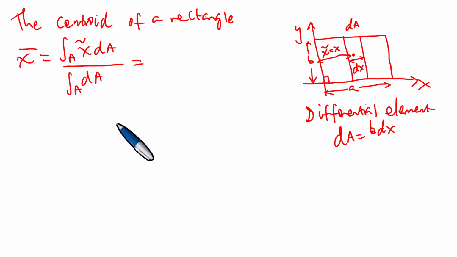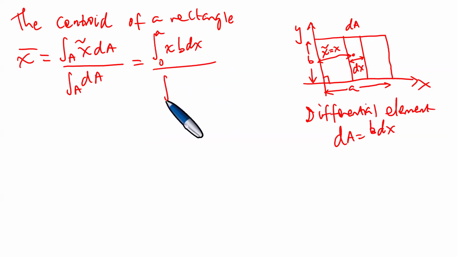So at this point, the x tilde can be seen as follows. For x, we integrate on the x-axis from 0 to a. The x tilde is just x, and the dA is what? b dx. Divided by the integral from 0 to a of b dx.